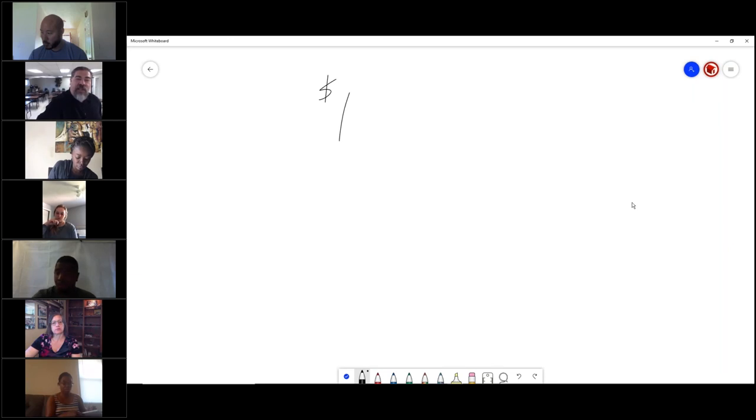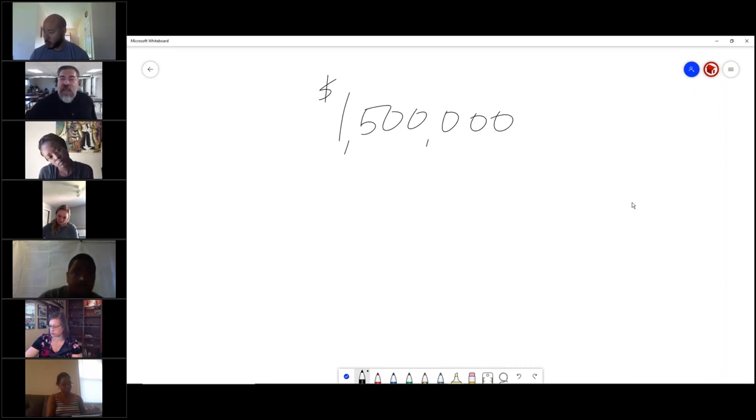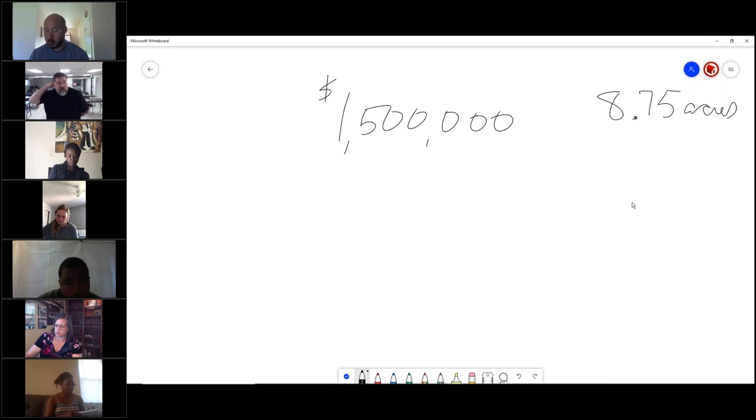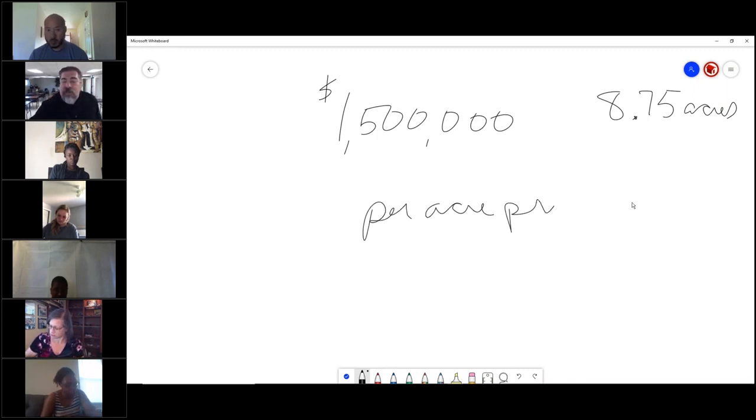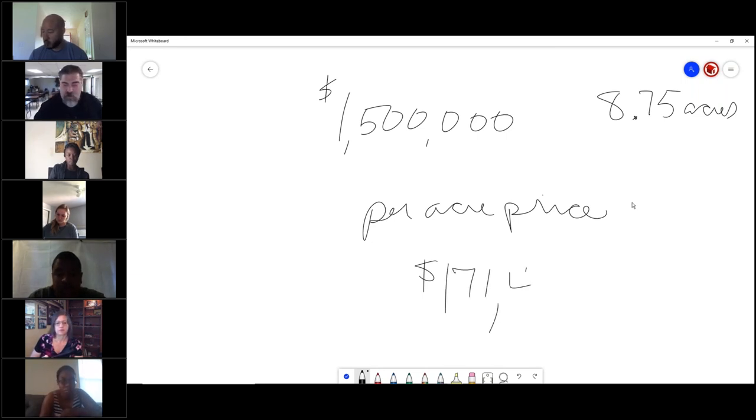So if the list price is 1,500,000 and he has 8.75 acres, how much is it listed for per acre? How much is the per acre price on this property? I got 171,428.57. Thank you, that's what I got.